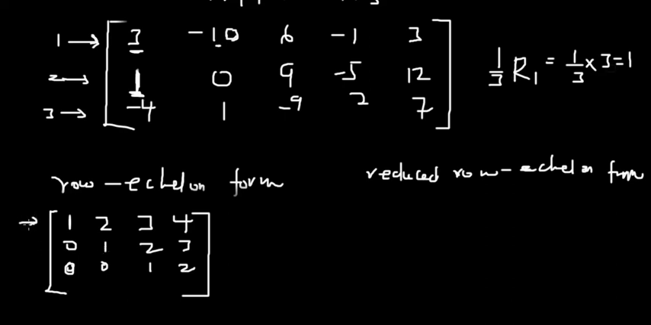Now this is the leading one of the second row. So we have the first row, and then the second row. The leading one in the second row is this value, because it's the leftmost non-zero value. So there's 1, and then anything below that 1 has to be 0.